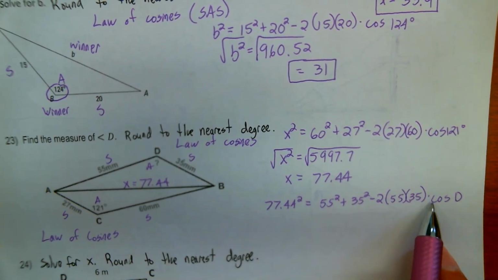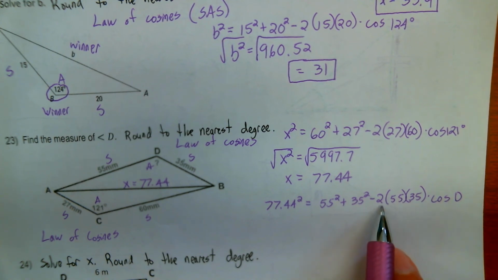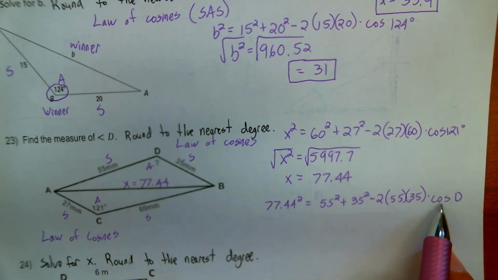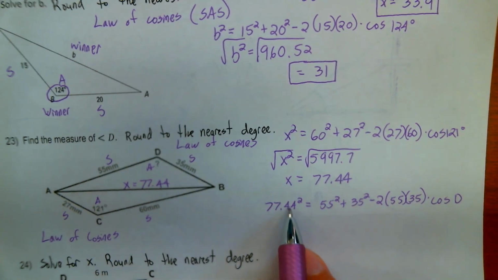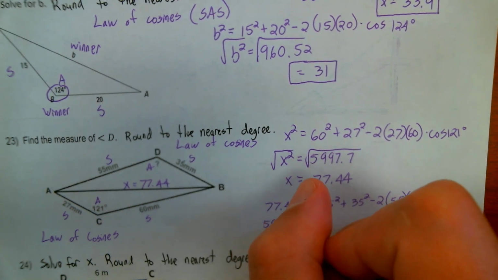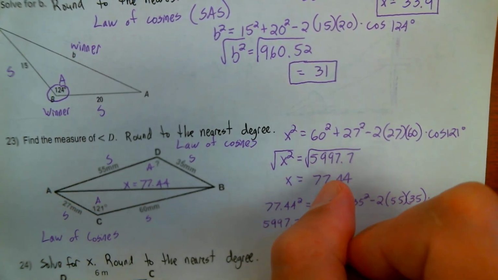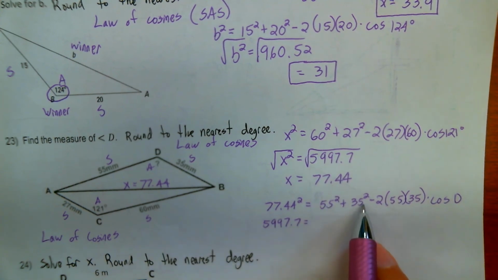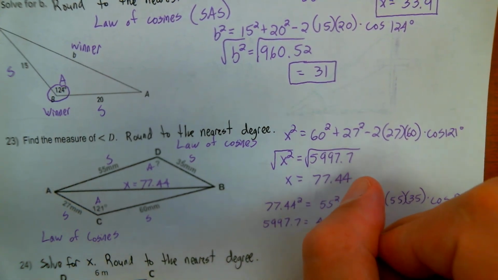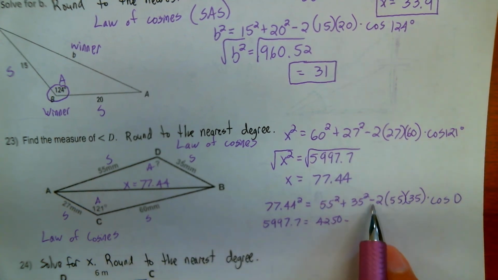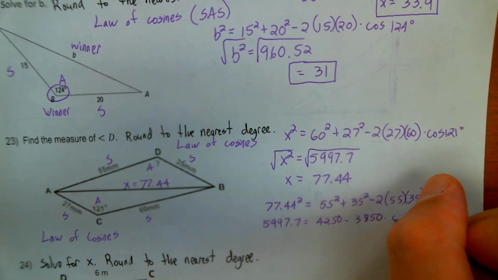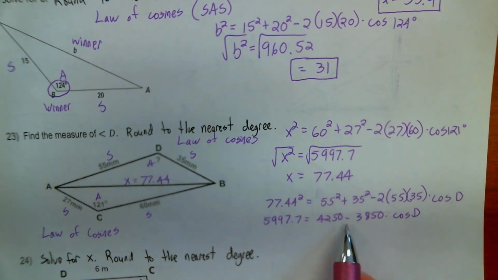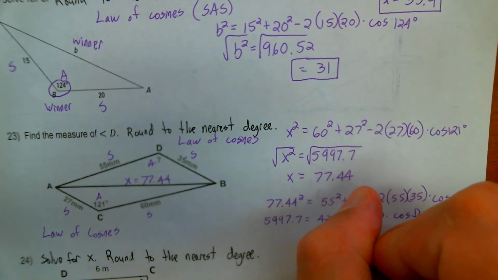Now here I can't type all that into my calculator because all of this is being multiplied to this. I've got to get this guy by itself, so we have to do some simplification here. 77.44 squared gives us back that big number, 5,997.7. If I square 55 and 35 and add those together, that comes out to be 4250. And then 2 times 55 times 35 gives me minus 3850 times the cosine of D. I've got to move the 4250 to the other side.